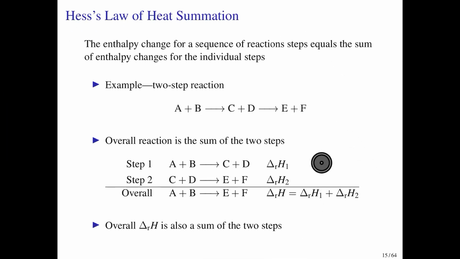In this slide and the ones that follow, we'll be talking about Hess's law of heat summation, which tells us that the enthalpy change for an overall reaction, which involves multiple steps, is just a sum of the enthalpy changes for the individual steps. So imagine that step 1 here has a delta H value, delta H1. Step 2 has a delta H value of delta H2. The delta H for the overall reaction from going from A plus B to E plus F is just a sum of the two steps. So you add the two chemical equations together to give you the overall chemical equation. You do the exact same thing to the delta H values to get the overall delta H. So this is Hess's law, and we'll see some examples of that as we go.